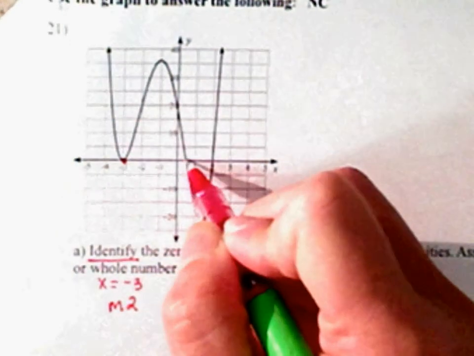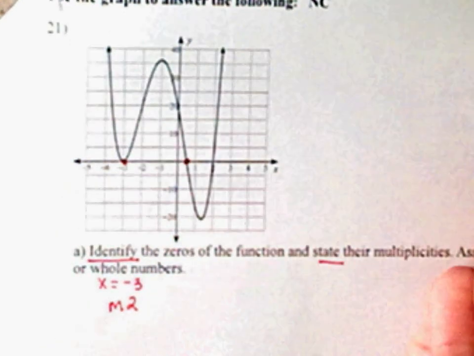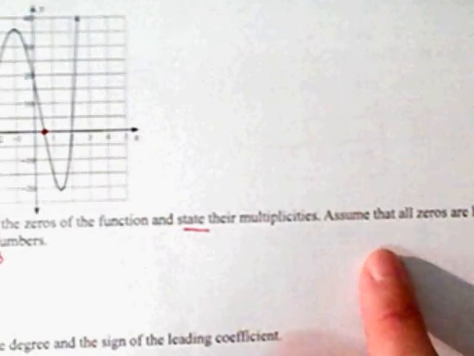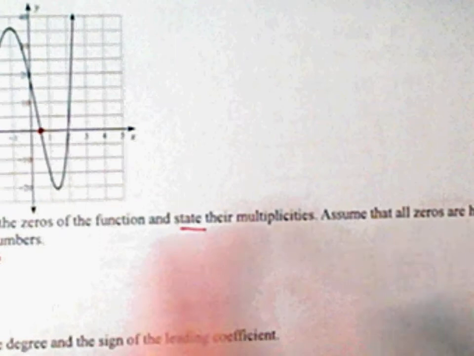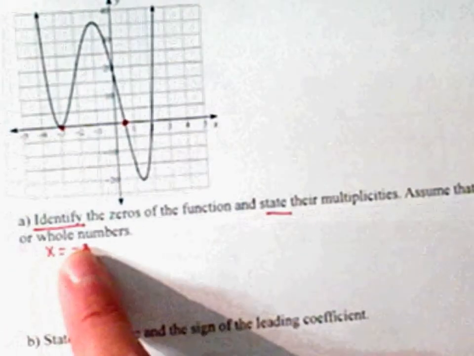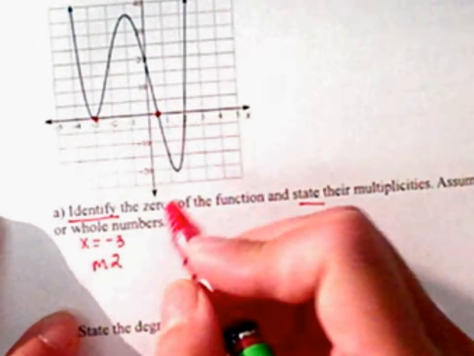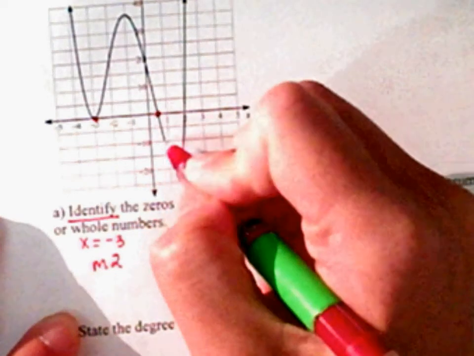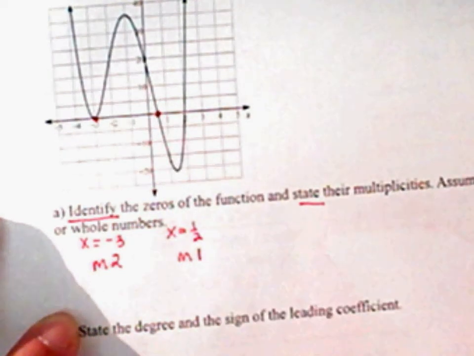Next, I see it crossing the x-axis right there. I'm not sure which one that is, okay, but it says, assume that all zeros are halves or whole numbers. Did you guys notice that? So this one looks like it's between 0 and 1, so x is equal to 1/2. It cuts through, so that multiplicity is a 1.